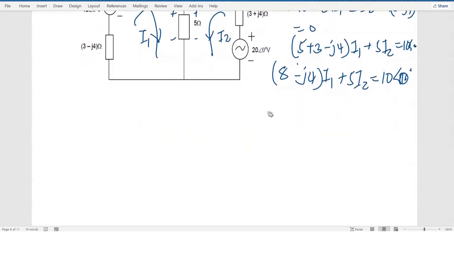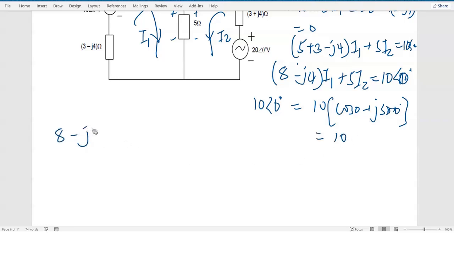So what would this mean? 10 at an angle of 0 degrees is the same as 10 into cos 0 plus j sine 0 degrees. Cos 0 is 1, sine 0 is 0, so the whole thing will give us 10. So our first equation will be 8 minus j4 I1 plus 5 I2. This is going to give us 10. This is our first equation.